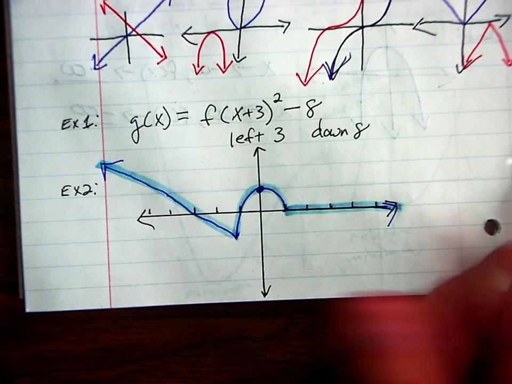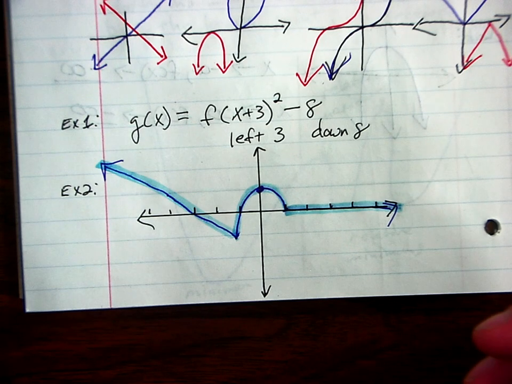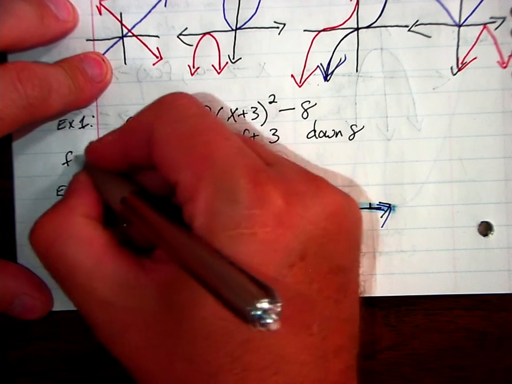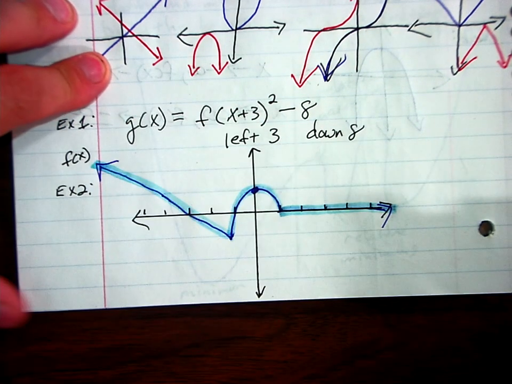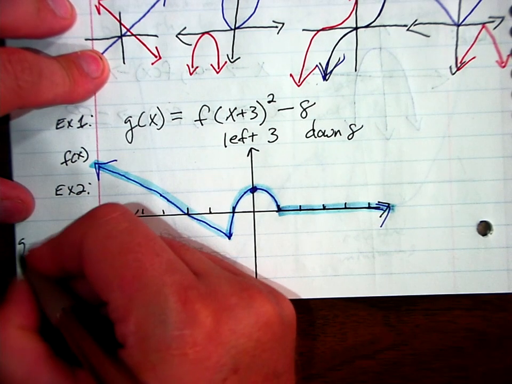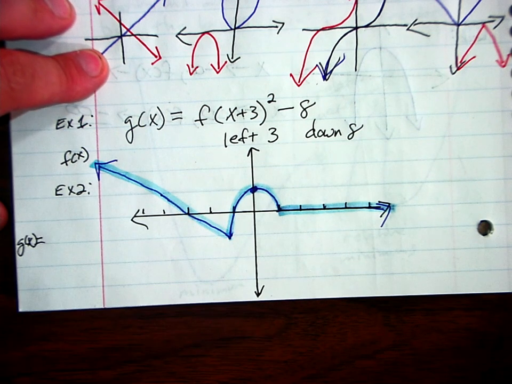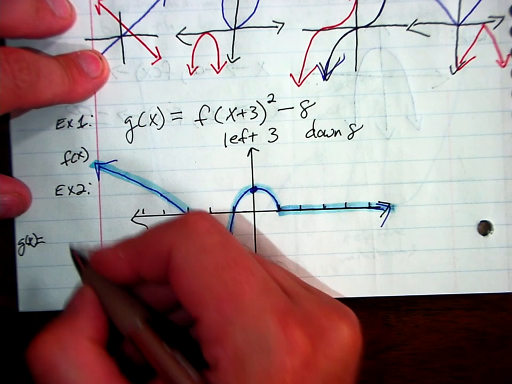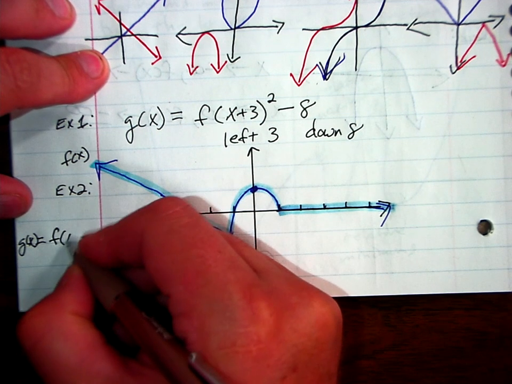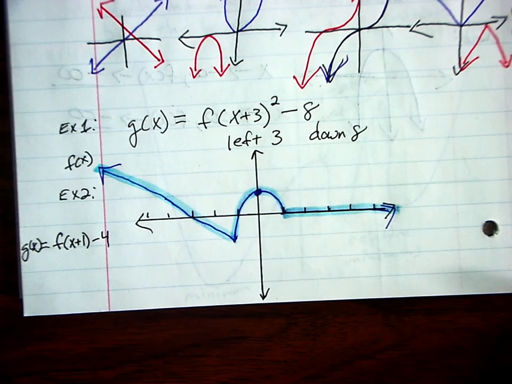All right, so what it wants us to do is translate this. So this right here is f of x. What it wants us to do is draw g of x. The g of x is our new one. We haven't drawn it yet. It's f of x plus 1 minus 4.